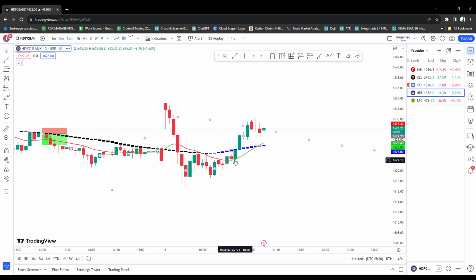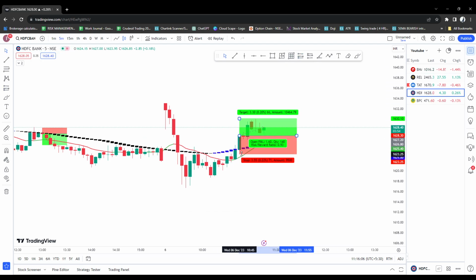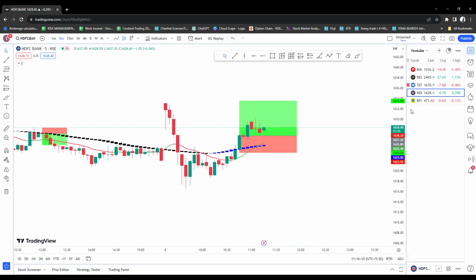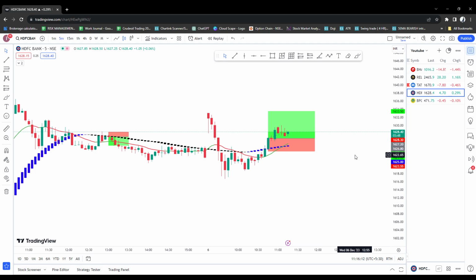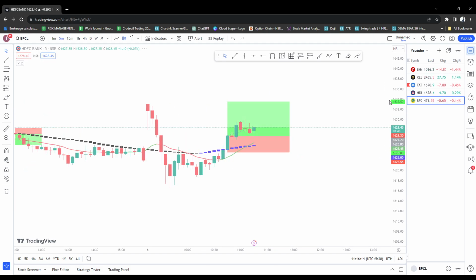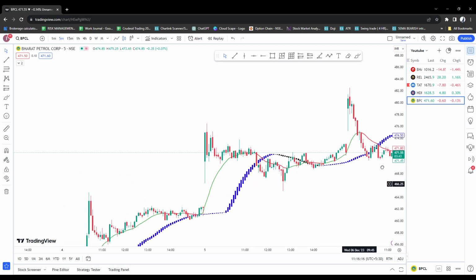If you guys see, even now it is live. So here is where you enter. This is your stop loss. 1:2 target. Let's see how this works. I will update this in the evening when I post the market analysis video. Next is BPCL. So this is how you're supposed to trade, guys.